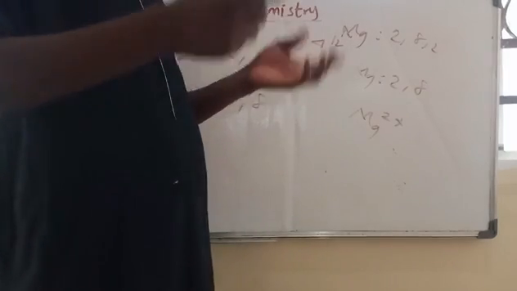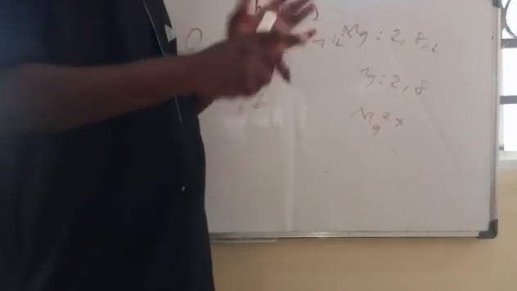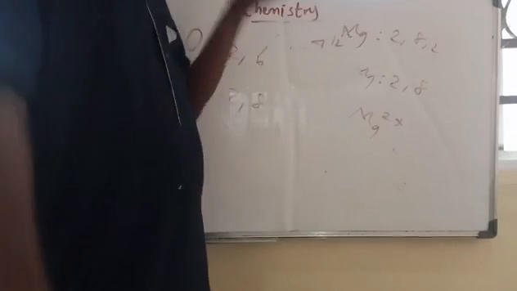So when the number of protons and electrons in an atom are equal, then we have what we call an electrically neutral atom. So the atom is neither positive nor negative.